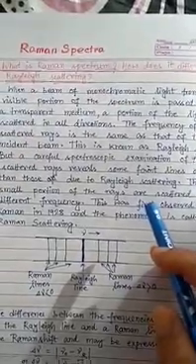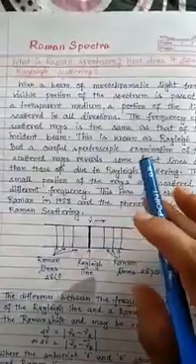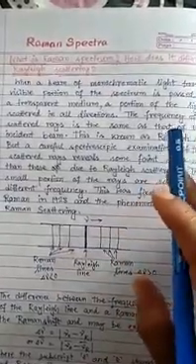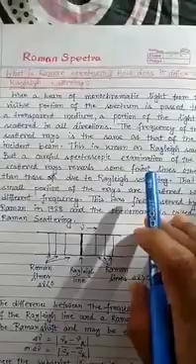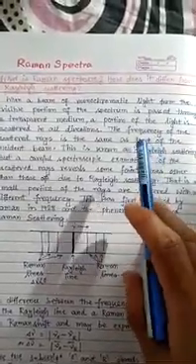Good morning, students. So, today we are going to start Unit 4. The first topic of Unit 4 is basically Raman spectra. And first, we would like to discuss what is Raman spectrum and how it differs from Rayleigh scattering.